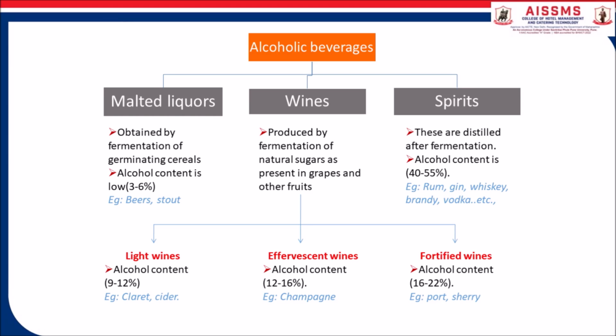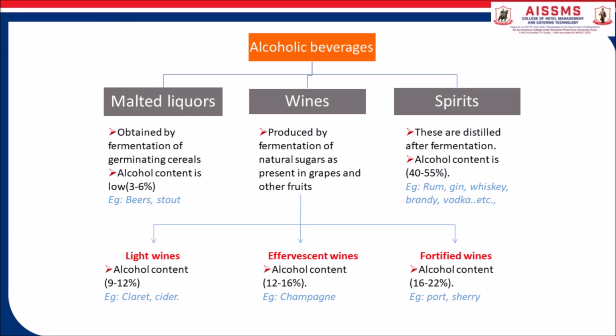Spirits, as mentioned earlier, are distilled after fermentation, and the alcohol content is between 40 to 55%. For example, rum, gin, whiskey, brandy and vodka. You will get to see the pictures of various alcoholic beverages in the upcoming slides.